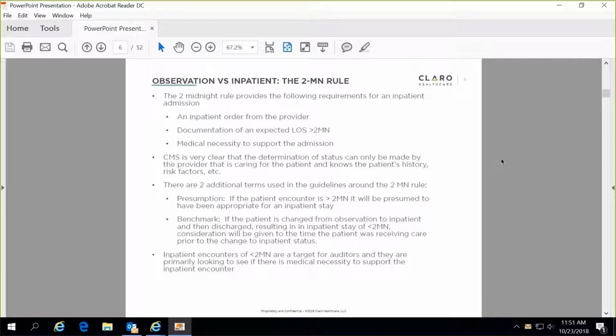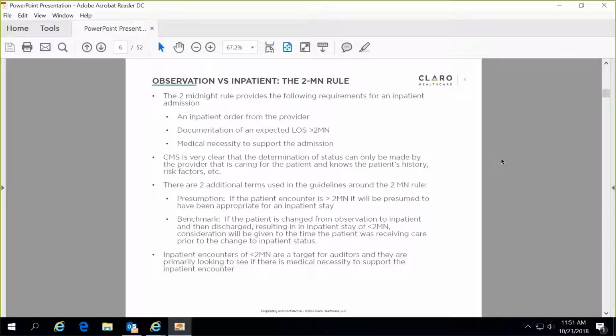So CMS is very clear that the determination of that status can only be made by the provider that is caring for the patient and knows the patient's history and the risk factors. So it's not because case management told me to do this, or told me to admit them to inpatient or observation. It's the provider's decision. So there are 2 additional terms used in the guidelines around that 2 midnight rule. If the patient stays greater than 2 midnights, it's presumed that they probably should be inpatient.